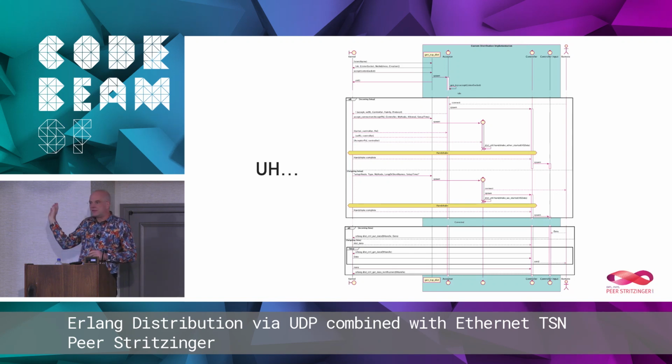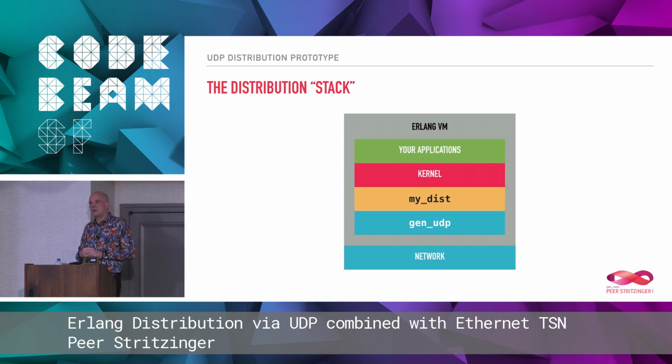So that's all the actors in the current API. I won't explain that. It's also printed too small. I have a simplified version of this on the next slide. So that's how the stack looks when you do your own distribution stack.